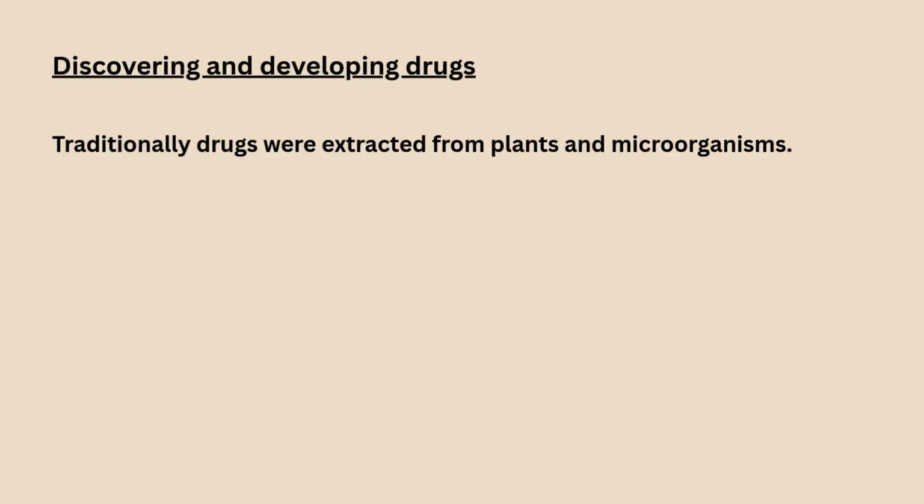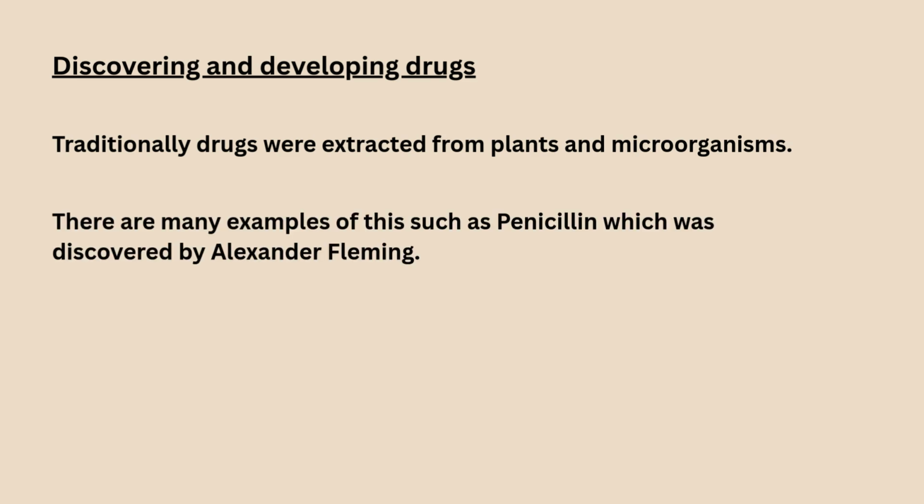Traditionally, drugs were extracted from plants and microorganisms. There are many examples of this, such as penicillin, which was discovered by Alexander Fleming. Foxglove plants contain a drug called digitalis. This is used to treat heart failure. The bark of a willow tree contains a derivative similar to aspirin, which is used as a painkiller. And penicillium mold produces the drug penicillin, which is an antibiotic that treats bacterial infections.